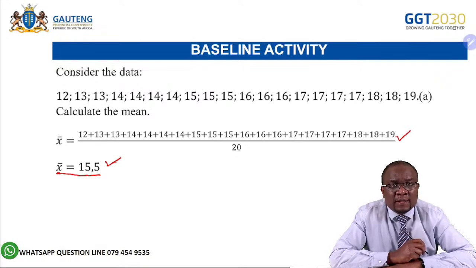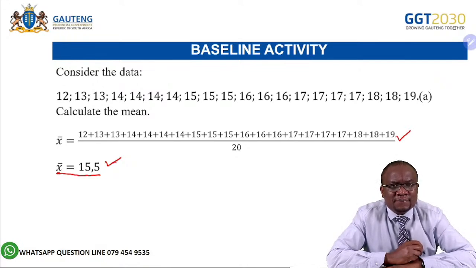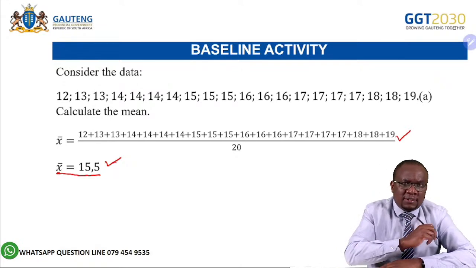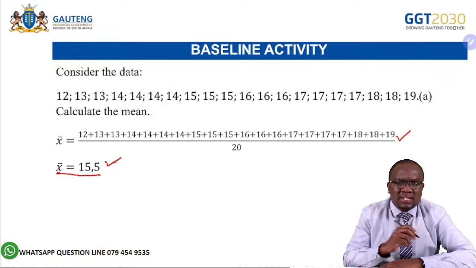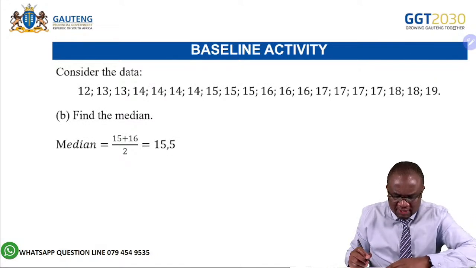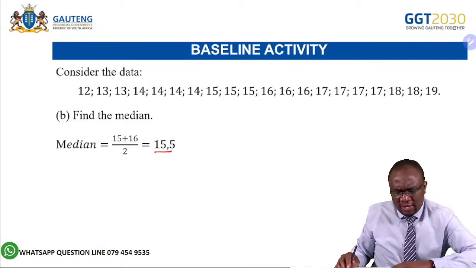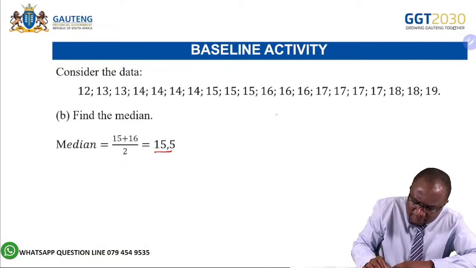And then we go to the median. How do we find the median? That's the middle value, or the middle item, when the data set is arranged in ascending order, from the smallest to the highest. So our median here is again 15,5. We have how many data items? 20 of them.